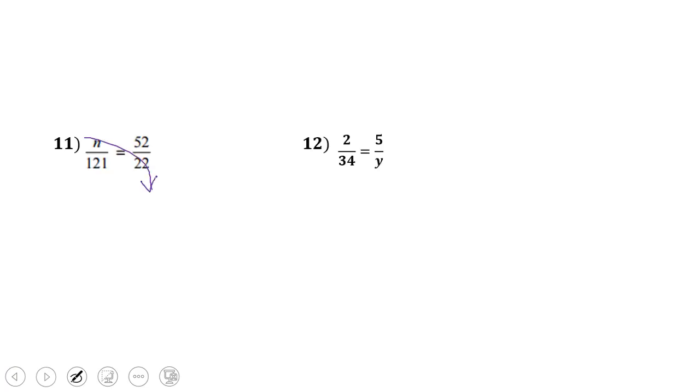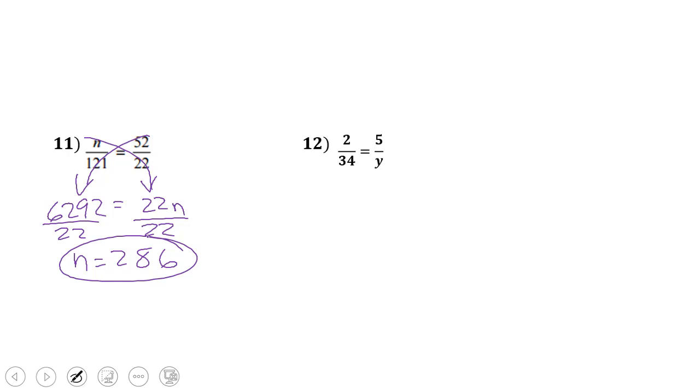Right away, we're just going to keep going using our cross products. We have n times 22, which is 22n, and then we have 52 times 121, which is 6,292. We know those are equal. Cross products are equal. Forms an equation. Inverse operations, divide by 22. Keep the equation balanced using properties of equality. Divide both sides by 22, and you get that n is 286. Going quickly, cross products is the way to go.